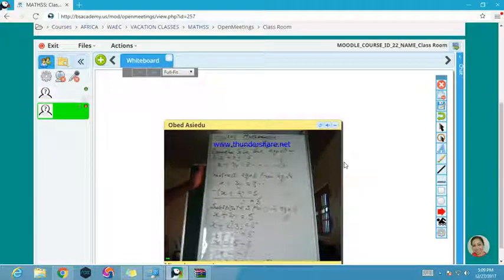Two linear equations occurring at the same time. Okay? Now what we have here, this is an example: x plus 2y equals 5, x plus 3y equals 8. Now sometimes we also have simultaneous equations.